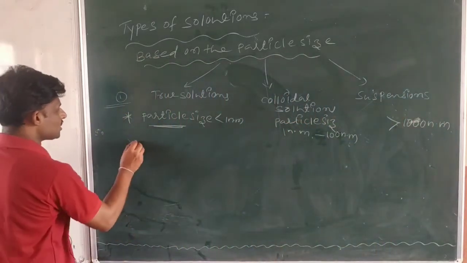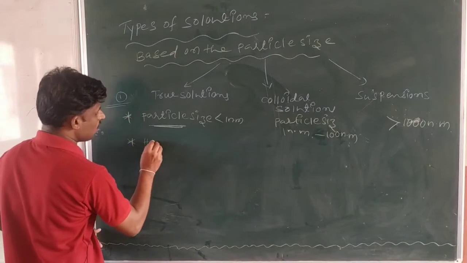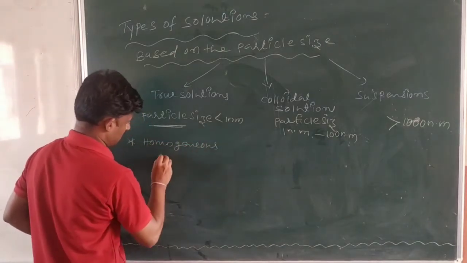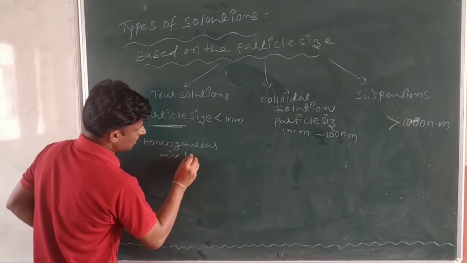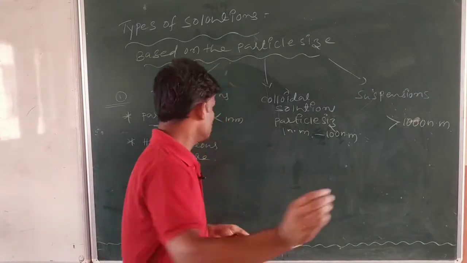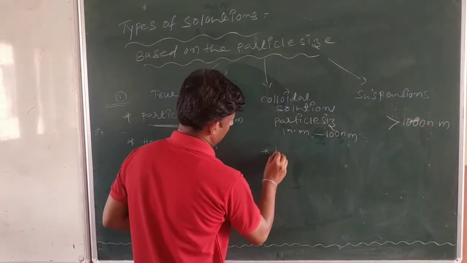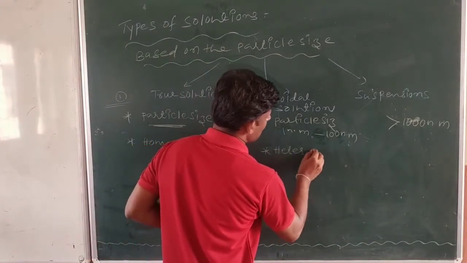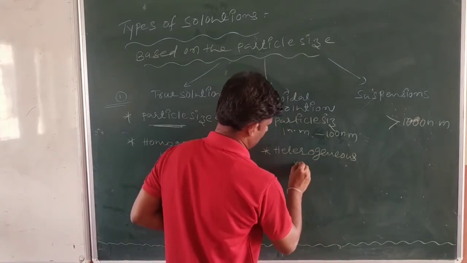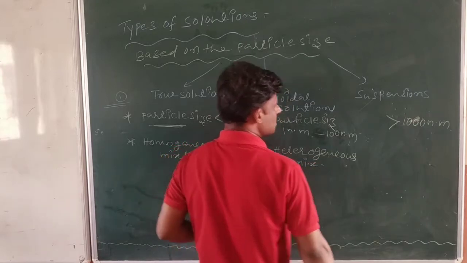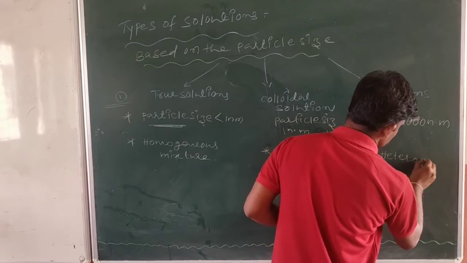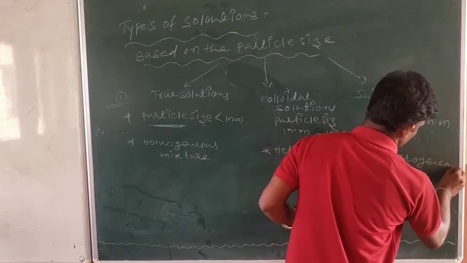This is a homogeneous mixture, formed by completely miscible compounds. This is a heterogeneous mixture. Heterogeneous in nature. This is also heterogeneous. Are you getting my point?